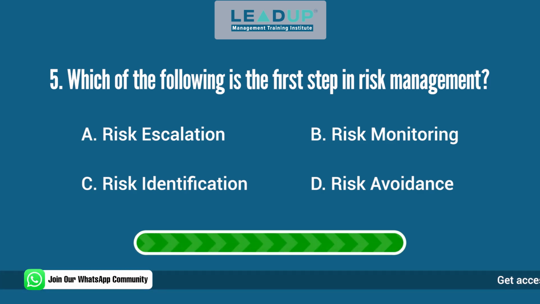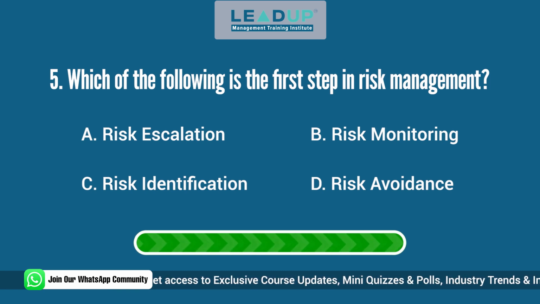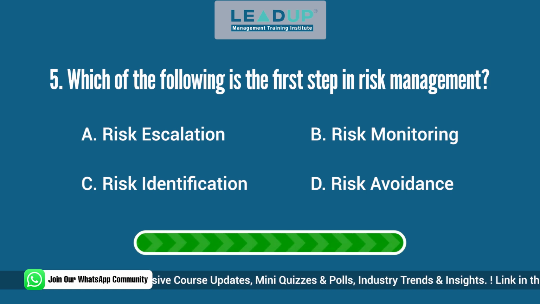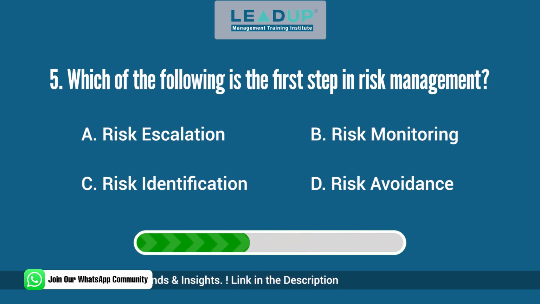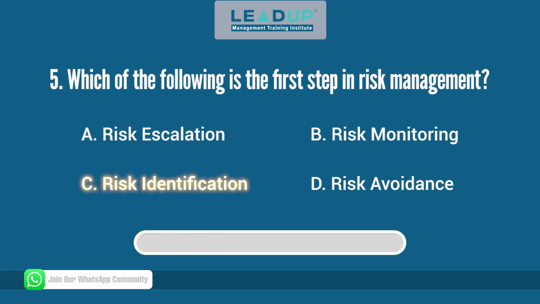Question 5. Which of the following is the first step in risk management? A. Risk escalation. B. Risk monitoring. C. Risk identification. And D. Risk avoidance. The answer is risk identification.